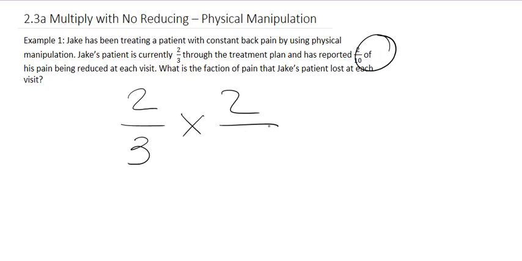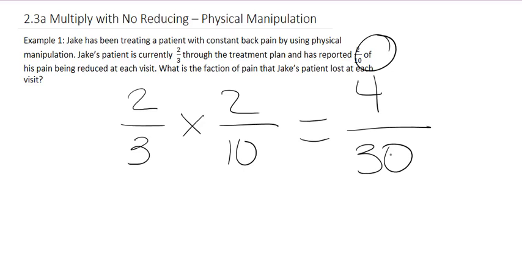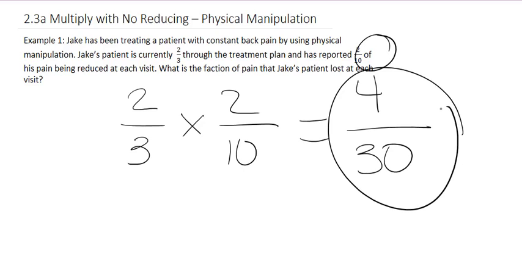times 2/10. So multiplying the numerators, 2 times 2 is 4. And then 3 times 10 is 30. So we have 4 out of 30 as our answer for Jake's patient for the pain that he has lost at each visit. So let's work through another example.